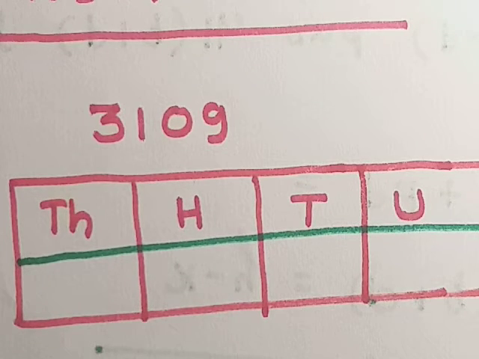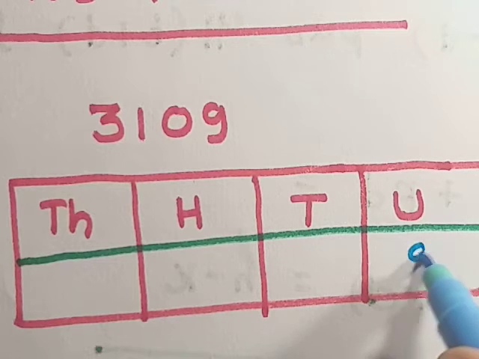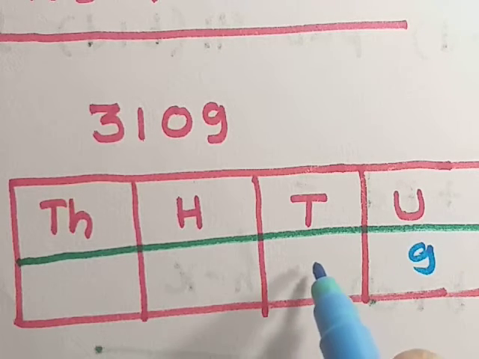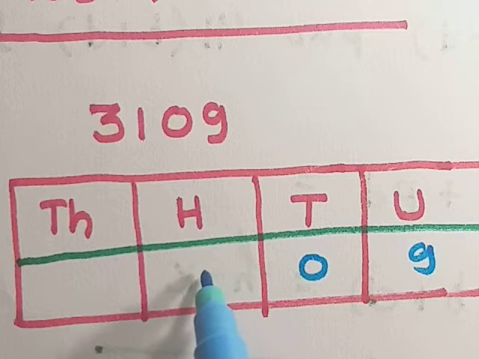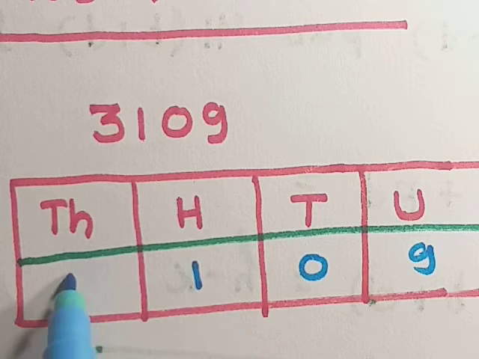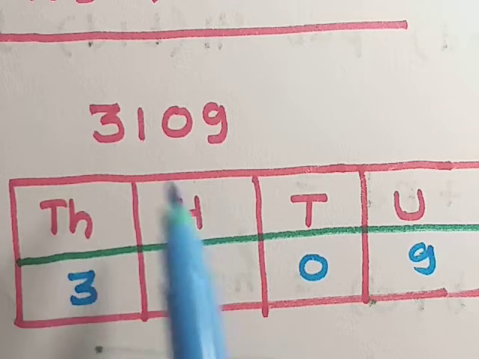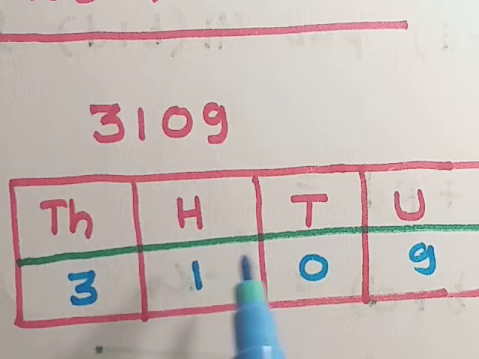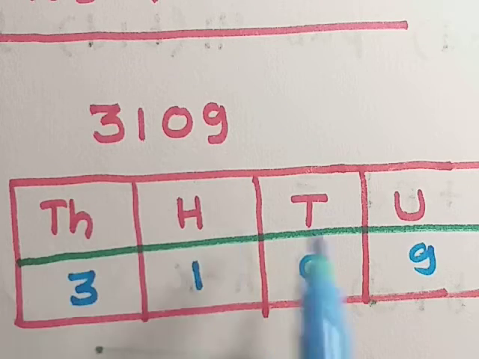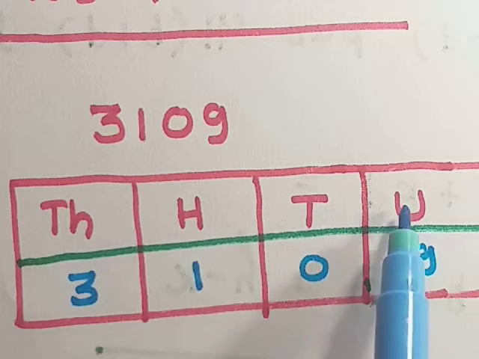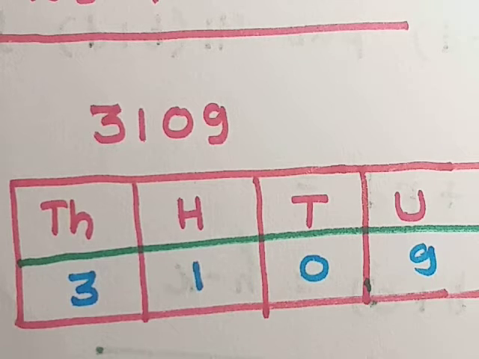This is 9 units, 0 tens, 1 hundred and 3 thousands. How many thousands are there? 3 thousands are there. How many hundreds are there? 1 hundred is there. How many tens are there? 0 tens are there. How many units are there? 9 units are there in the given number 3109. Very fantastic.